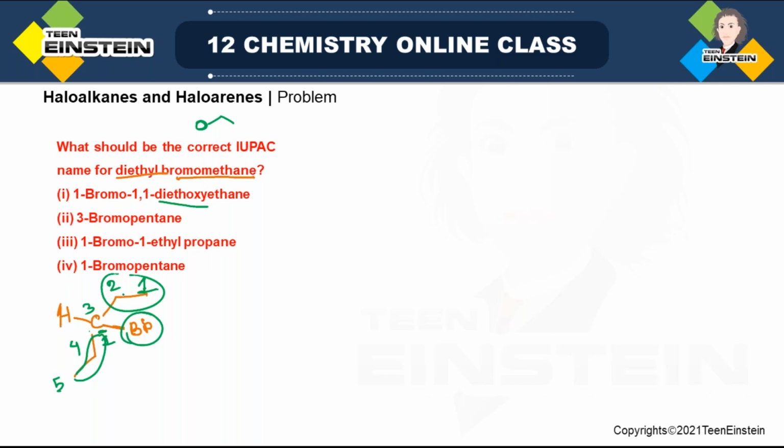And 1-bromopentane, option 4. If you actually draw this molecule, it will be something like this. This is 5 carbons, that is pentane. And at 1 position bromo. So this is the structure. But in our structure, bromine is attached to the middle carbon, not the terminal carbon. So this is also not correct. The correct option is option 2. Fine.